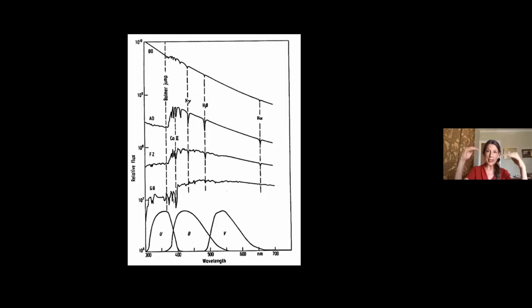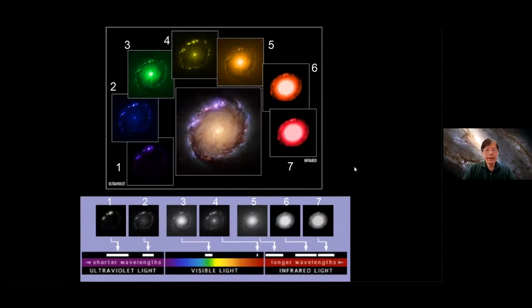So by selecting which filters you use, you can isolate: are you looking for hot young stars? Are you looking for the cool underlying older population of stars? So it really just depends what you want to see and what the astronomers want to pull out when they do these images. This image is taken by 7 different types of filters and composited.